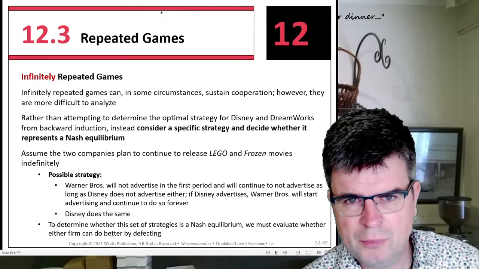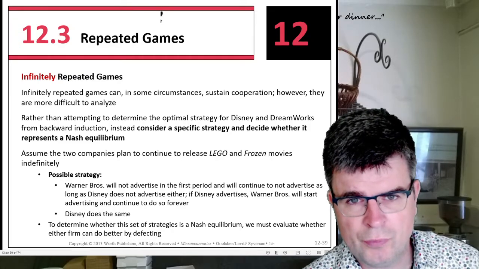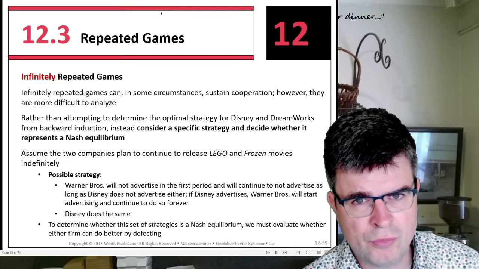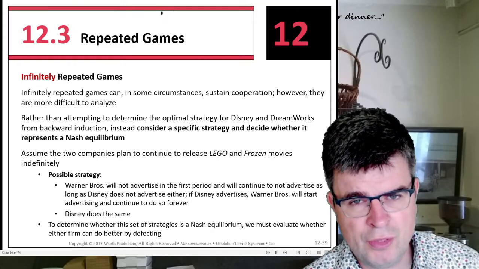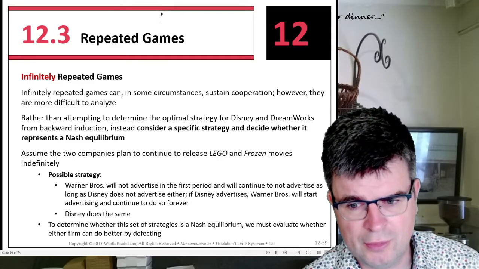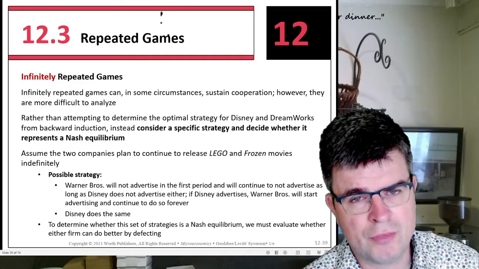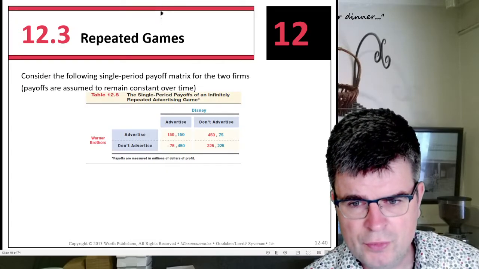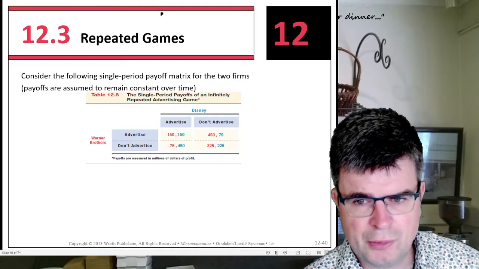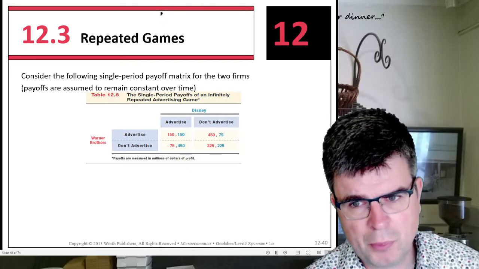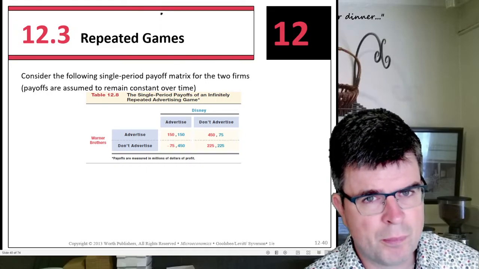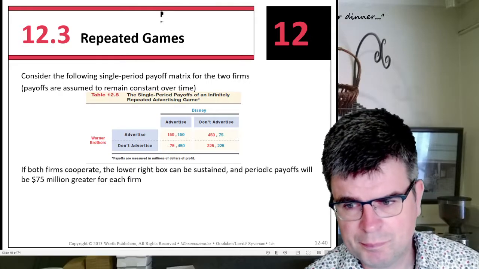To answer that question, we need to analyze whether any of the firms has an incentive to deviate from the given strategy, given that the other firm sticks to the strategy given. So whether it will have an incentive to defect. We have our advertising game, and the matrix shows the one-shot payoffs, but this is not only played in period 1, it is played an infinite number of times. In every period, the payoff is the same.